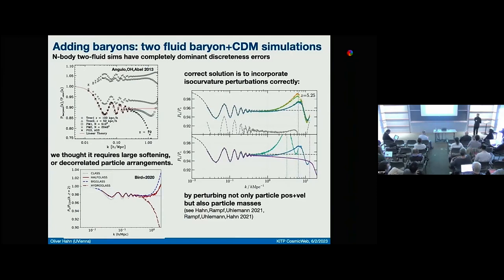You might want to do it when you do Zooms in the sense that you want to have, I don't know, a 100 gigaparsec box and then a 1 gigaparsec Zoom in it or something like this. Maybe there you do care about such things.